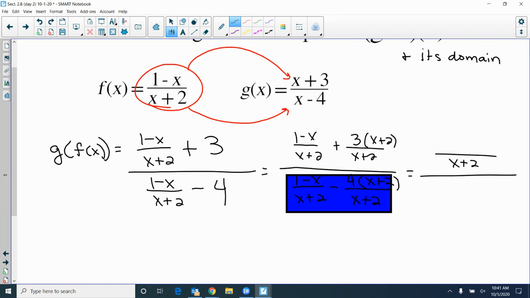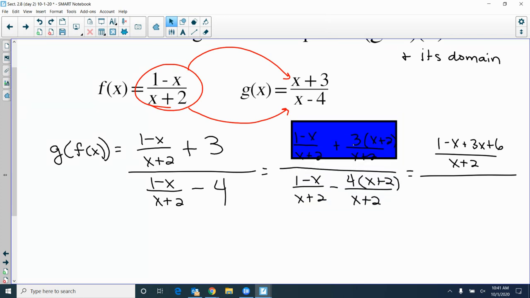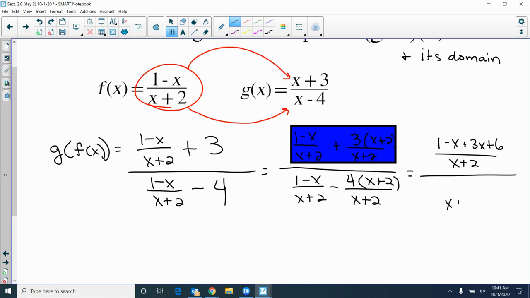And really, this becomes 1 minus x plus 3x plus 6. Okay? And then over here, I get x plus 2. And then I get 1 minus x. Now, here's where you got to be careful. It's negative 4 times x, negative 4 times 2. All right? Negative 4 times x and negative 4 times 2.